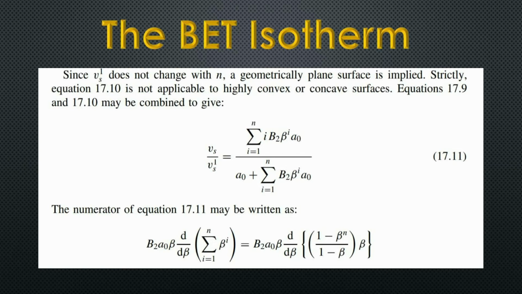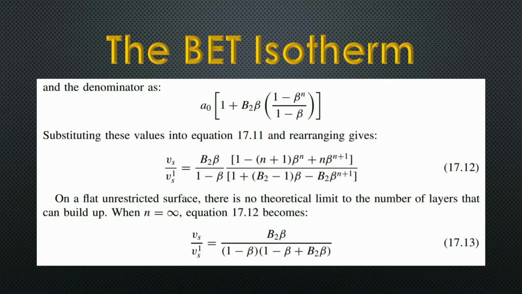Equations 17.9 and 17.10 may be combined to give this formula, equation 17.11. The numerator of equation 17.11 may be written as this formula, and the denominator as follows. Substituting these values into equation 17.11 and rearranging gives equation 17.12. On a flat unrestricted surface, there is no theoretical limit to the number of layers that can build up.